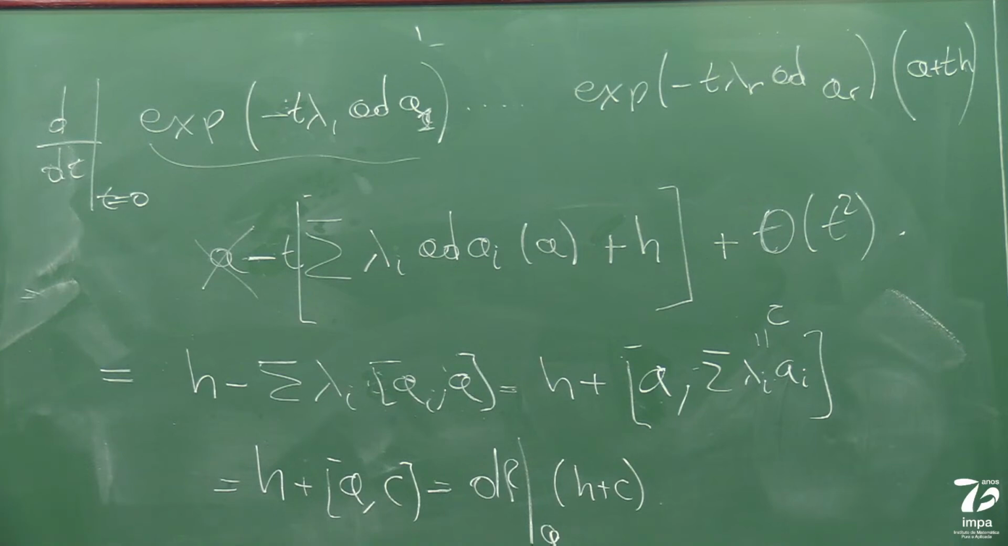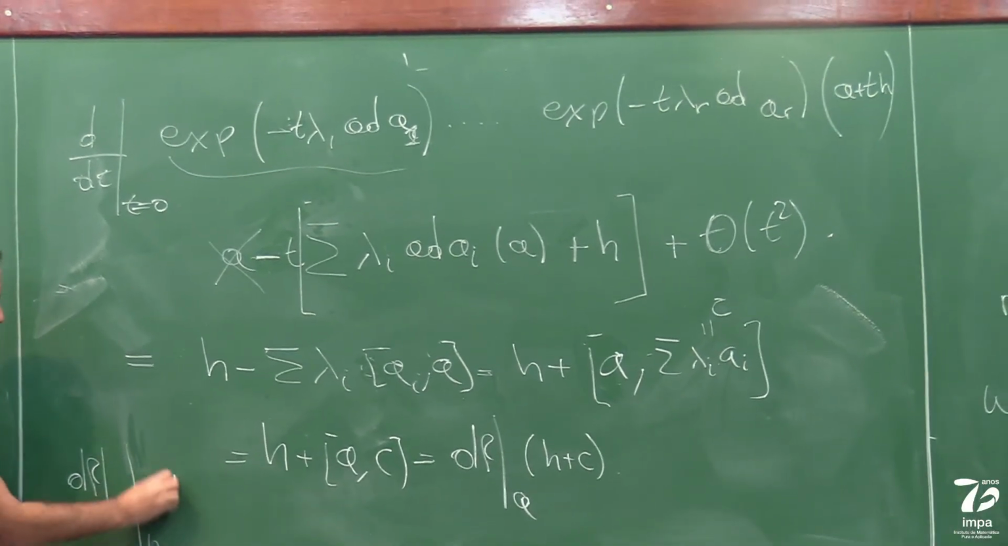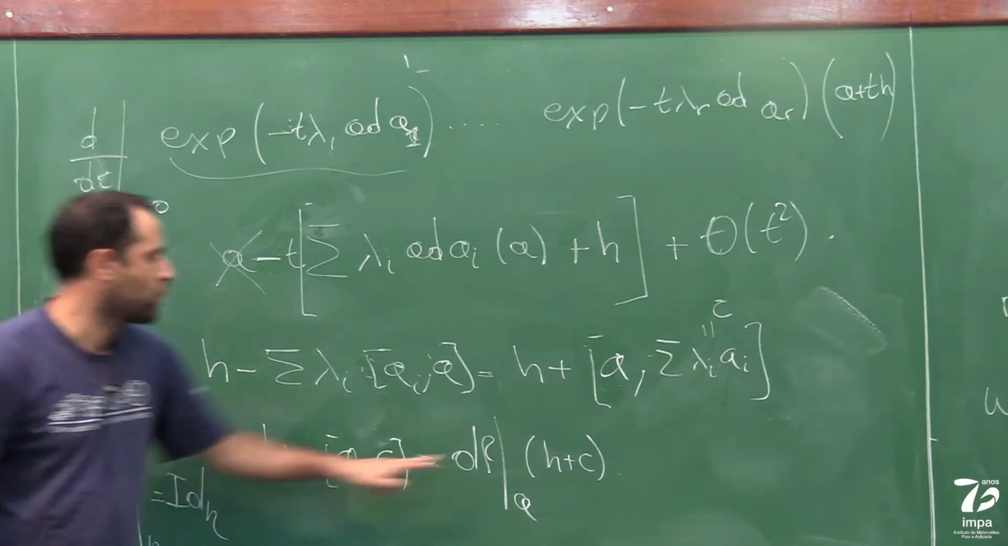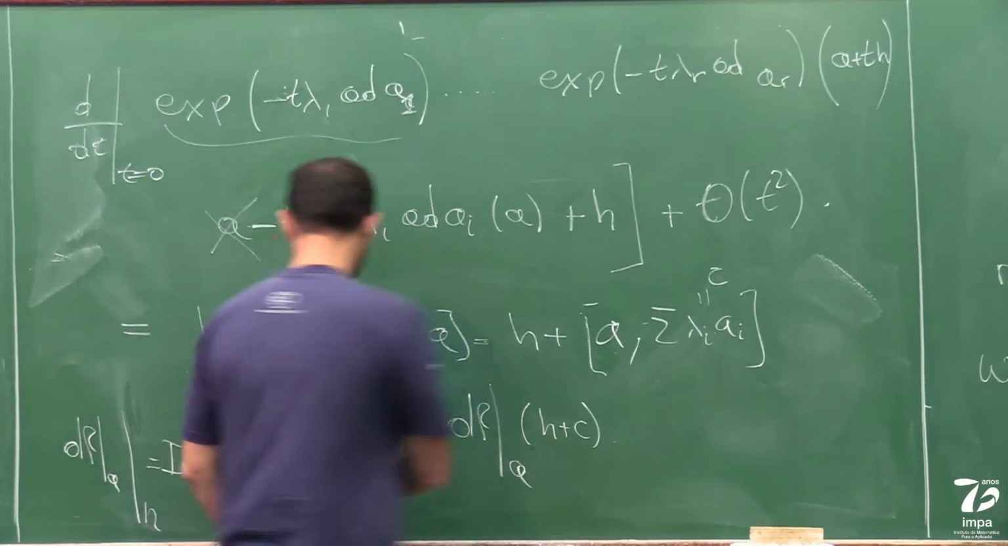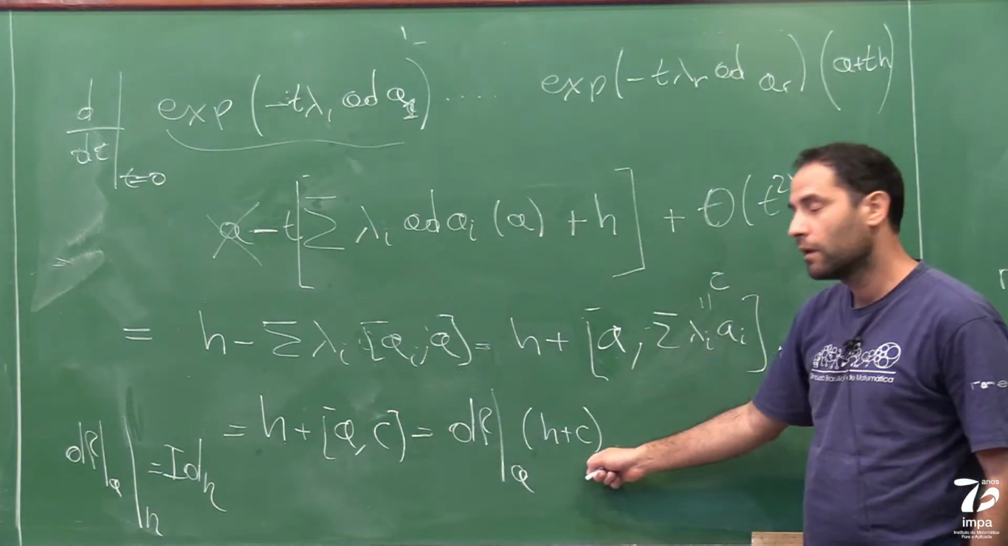Okay, so this differential takes H, if I restrict this thing to H, is the identity of H. It takes H to H. Okay? Takes H to H. C is equal to 0.